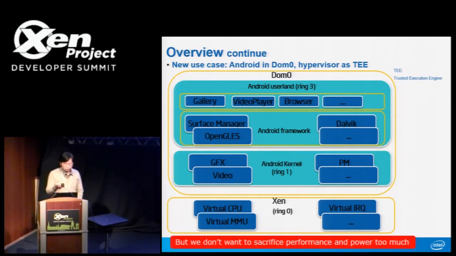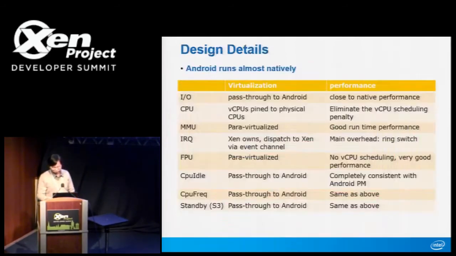If this solution is adopted in production, we cannot tell the end user that because we use virtualization technology, they have to live with the overhead introduced by virtualization. To the user, they just care about the performance. They don't care what technology we are using in the device. So we don't want to sacrifice the performance and the power too much. That is the main topic I would like to talk about today.